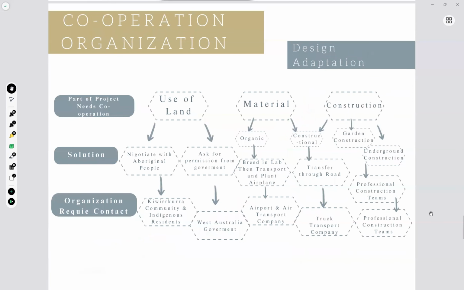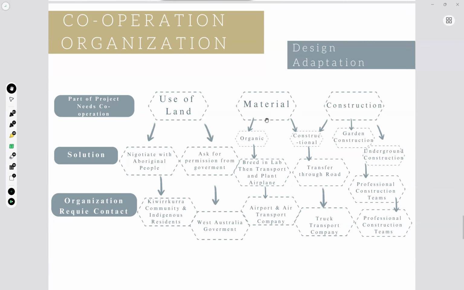Cooperation organization. The three main parts that I think in the project probably need cooperation are the use of land, material, and construction. Use of land, because we are building at the operational residential area, so we are definitely going to negotiate with them. And also, I think that the land is not owned by anyone, so we are also likely to need to ask for permission from the government to build our project there.